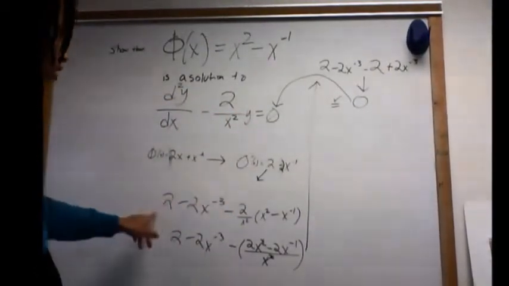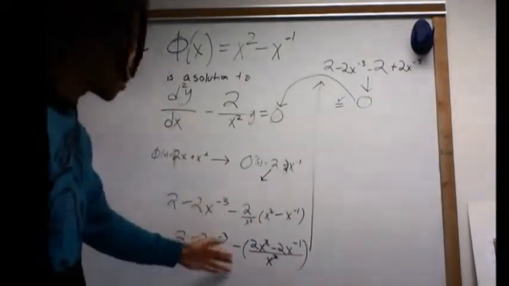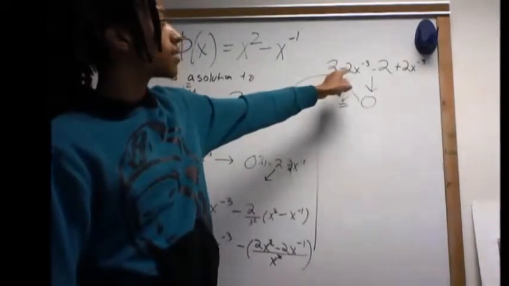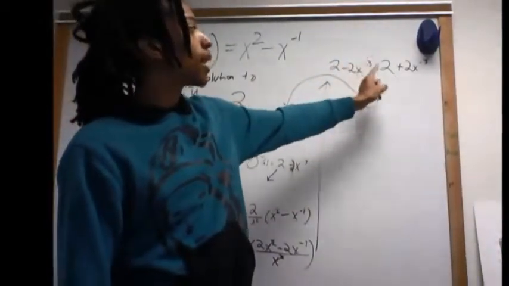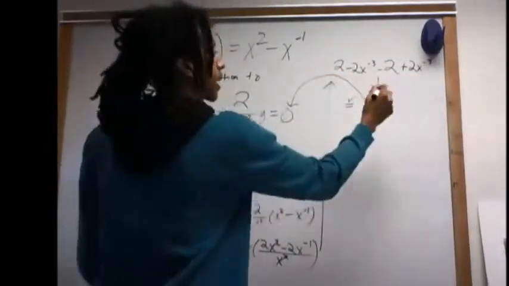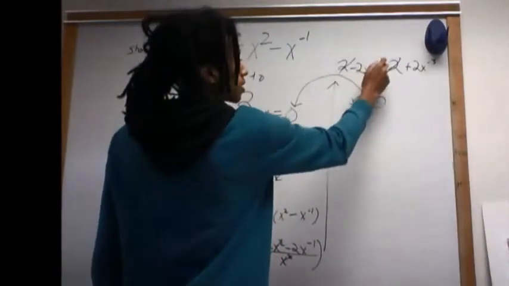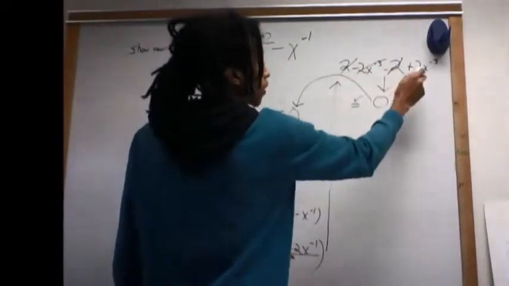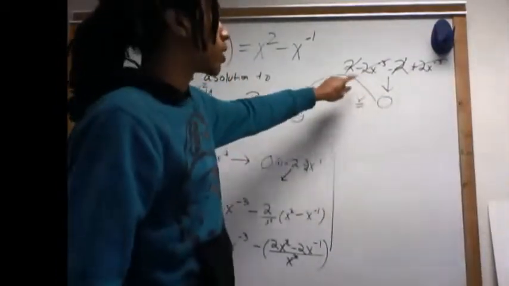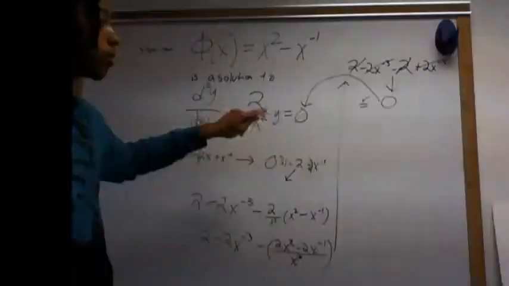Once we do that, we do a little bit of math, and we simplify to get 2 minus 2x to the negative third minus 2 plus 2x to the negative third. When these wind up canceling, these 2's cancel, as well as this negative 2x to the negative third and this positive 2x to the negative third, which do yield 0, which gives us an explicit solution to this function right here.